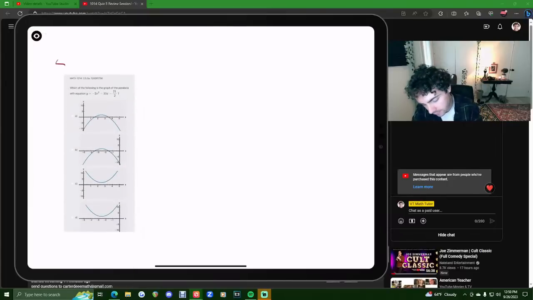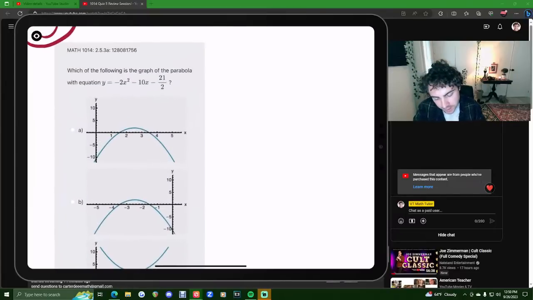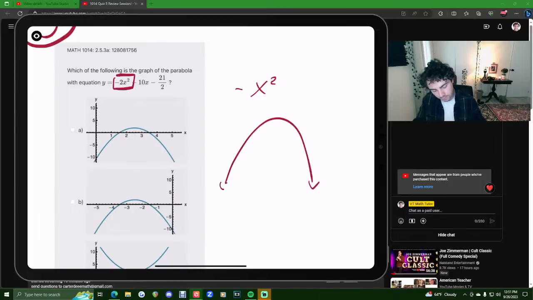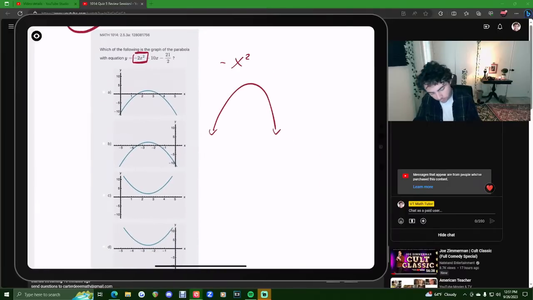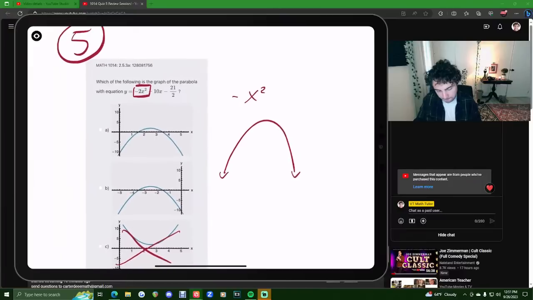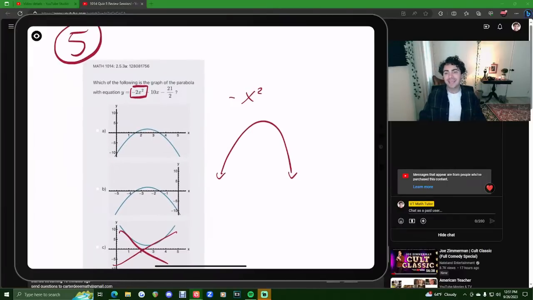Let's do number 5. They say, which of the following is the graph of this parabola? Let's talk about the first thing I notice. That is the leading term, negative 2x squared. The x squared term is negative, and so the graph of the function should be opening downward, as opposed to opening upward. So we've narrowed it down to A and B.